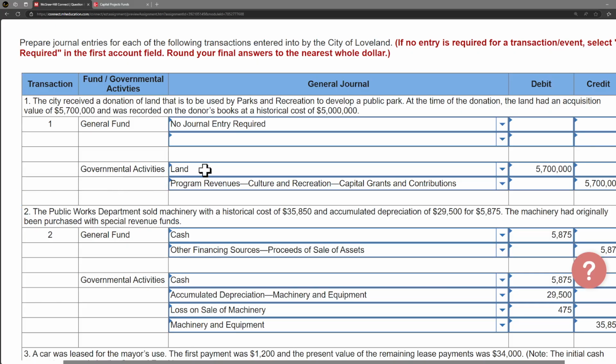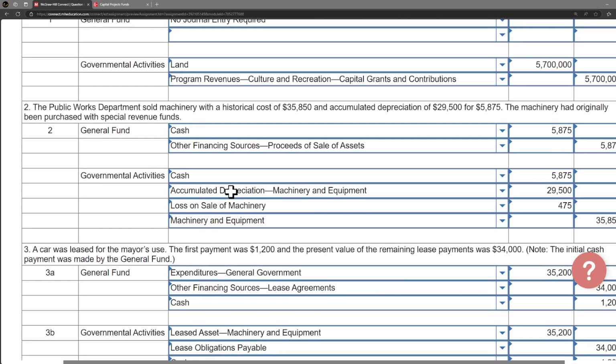So that's why you see land here, and program revenue. If you remember, just in general, the general fund does most of its detail work in the subsidiary ledgers, whereas the governmental activities have different accounts at the journal entry level. So that's that. Public works sold machinery with a historical cost of $35,850, accumulated depreciation of $29, for a cash value of $5,875. The machinery had originally been purchased with special revenue funds.